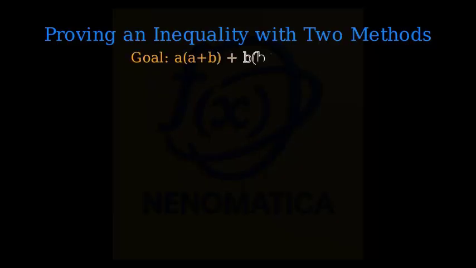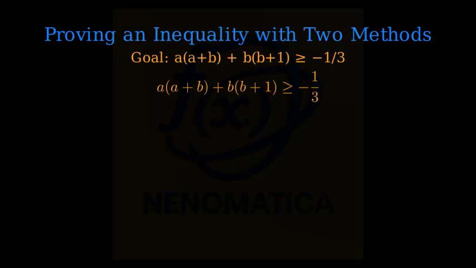In this lesson, we will prove the inequality ab times the quantity a plus b times the quantity b plus 1 is greater than or equal to negative 1/3. We will present two visual intuitive methods using the discriminant and completing the square. First, expand the left side and move the constant to the left side. That gives a squared plus ab plus b squared plus b is greater than or equal to negative 1/3. Adding 1/3 to both sides, we rewrite as a squared plus ab plus b squared plus b plus 1/3 is greater than or equal to 0.